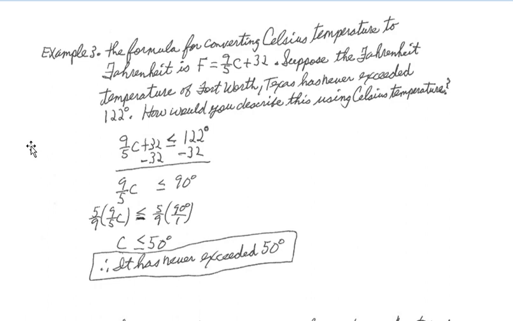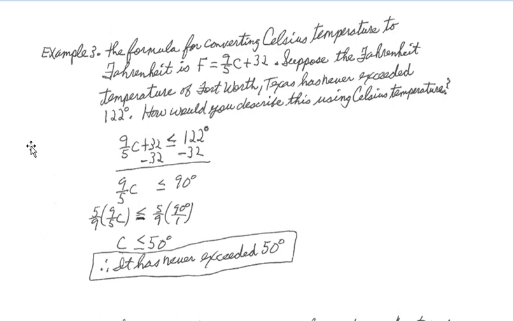And therefore we get the inequality 9/5 times C plus 32, which represents Fahrenheit, is less than or equal to 122 degrees. Again, we're trying to solve for degrees Celsius, which is C, so we'll subtract 32 from both sides. That produces the inequality 9/5 times C is less than or equal to 90 degrees. But once again, we're trying to find out what C is, not 9/5 C. So we have to get the reciprocal of 9/5, which is 5/9, and multiply both sides of this inequality by 5/9.